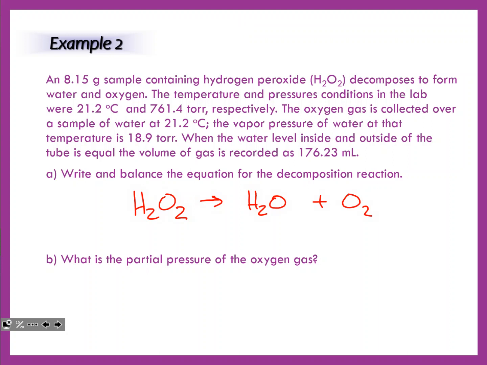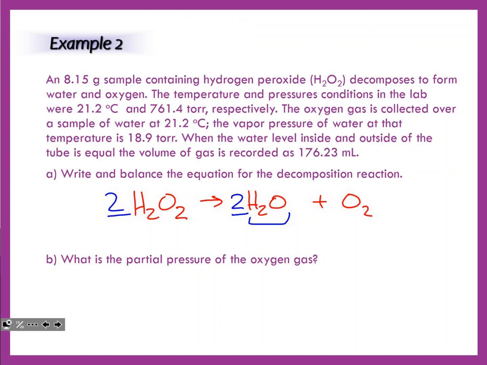Now we need to balance it. So what do we need to do? We need to get rid of the oddball, the odd number of oxygens in the water. So put a 2 there, and then put a 2 here. That cleans it up for you. So now we have 4 oxygens on both sides and 4 hydrogens on both sides.